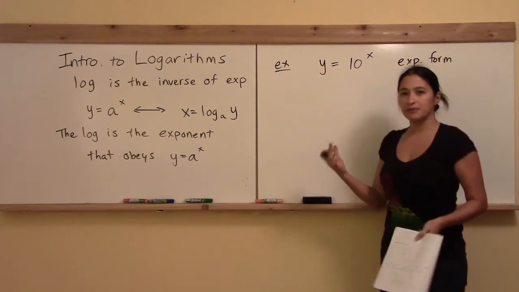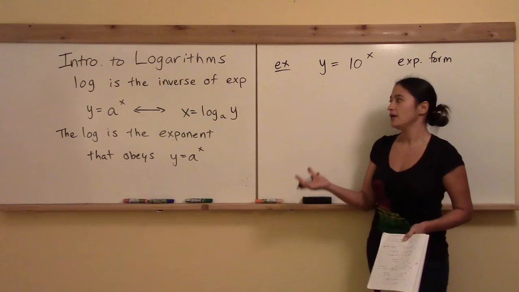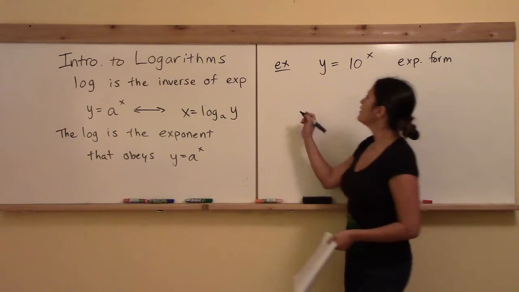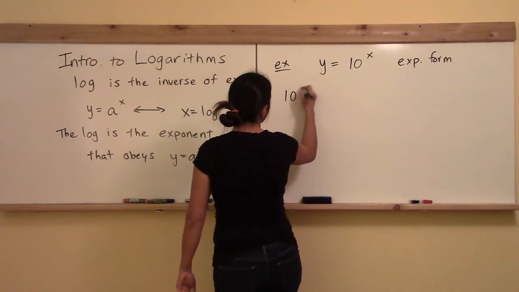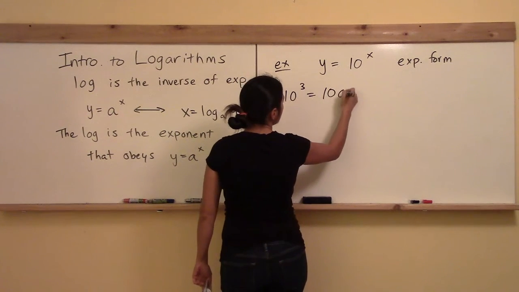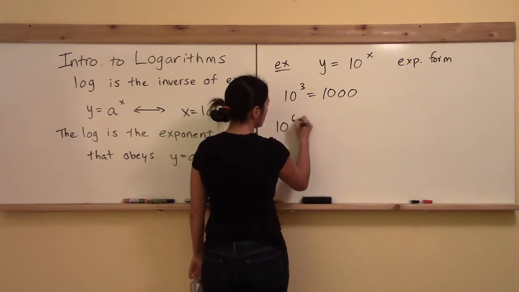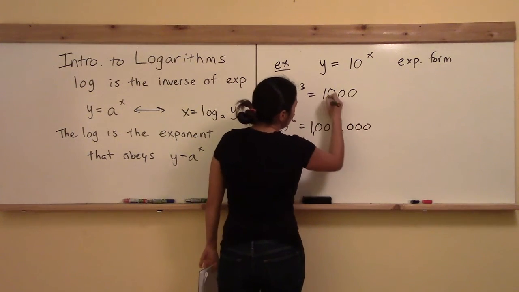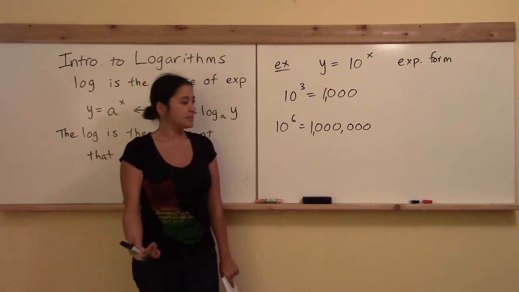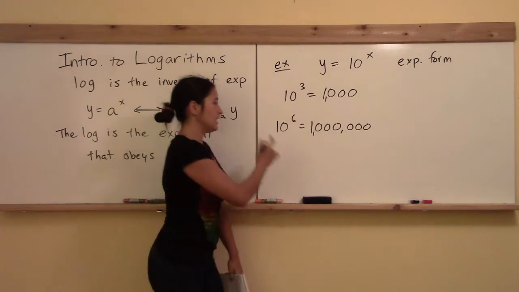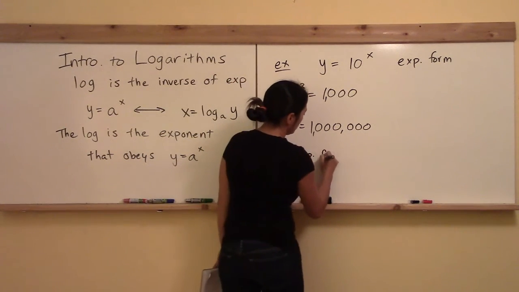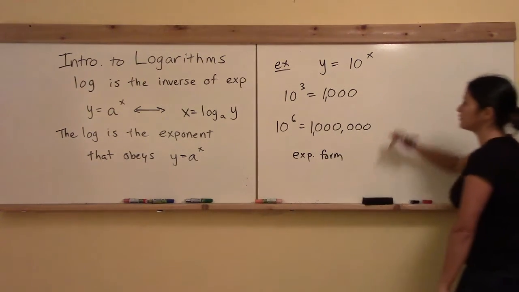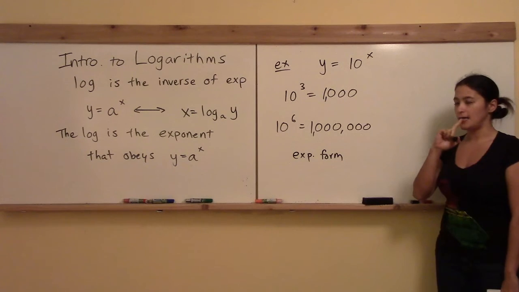Now let's make a couple statements that we can understand are true, and then we're going to see the logarithmic equivalent form of that. Okay, for example, if I take 10 and raise it to the 3, I get 1,000. If I take 10 and raise it to a 6, that's 1,000,000. Right? That seems like it makes natural sense to us. That's the exponential form.